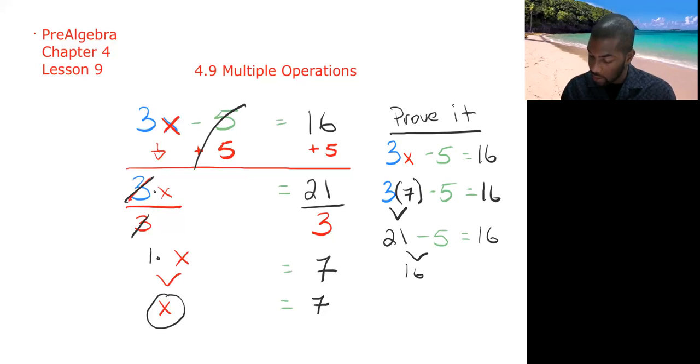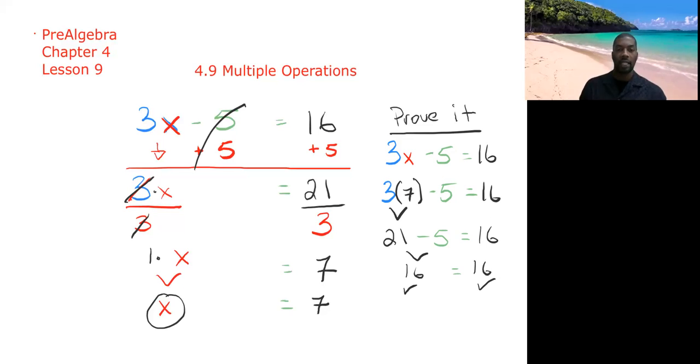16 equals 16 on both sides. Yes, ma'am. Yes, sir. Does that work? My equations are balanced. Therefore, x does equal 7. My answer is x is equal to 7. And that's it. Pretty simple.